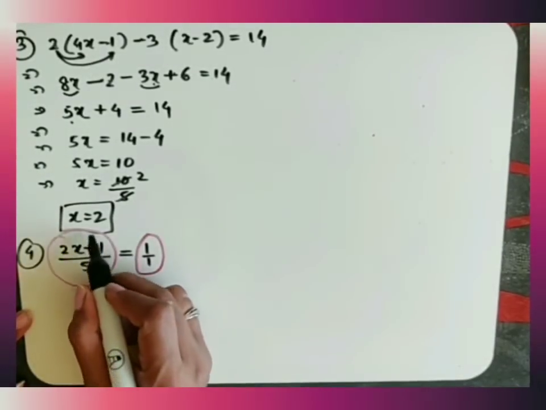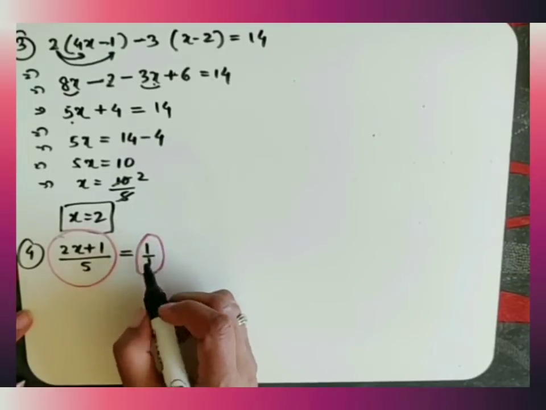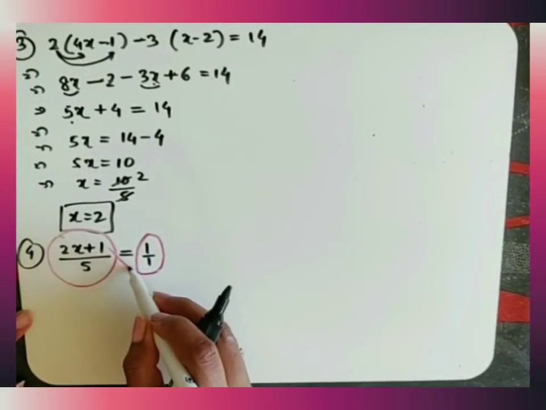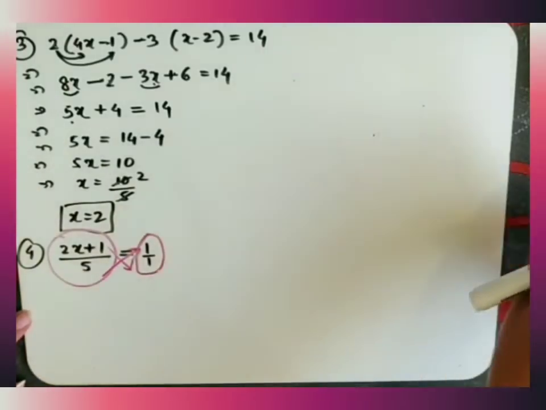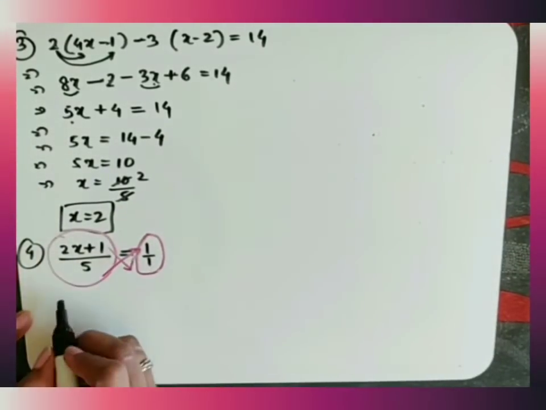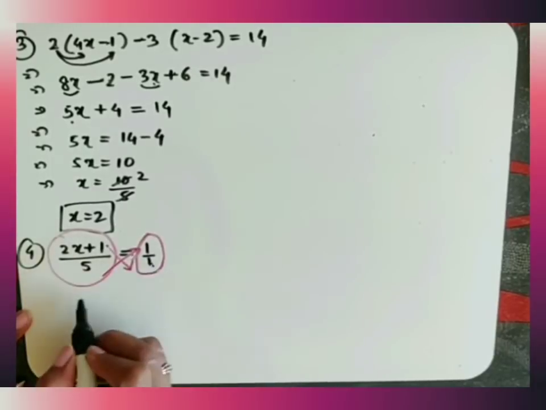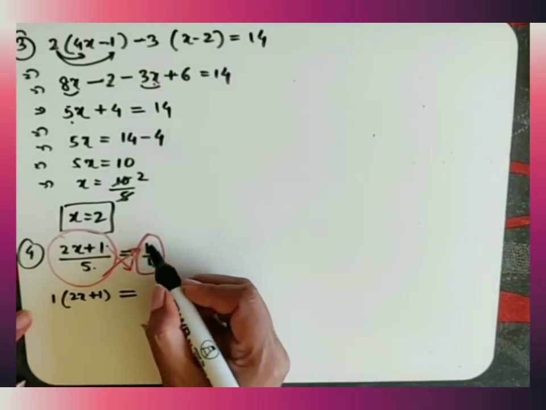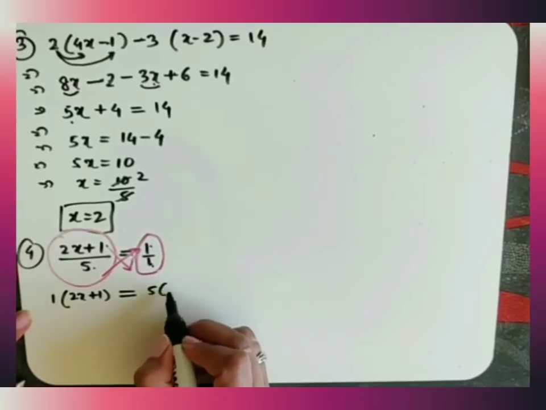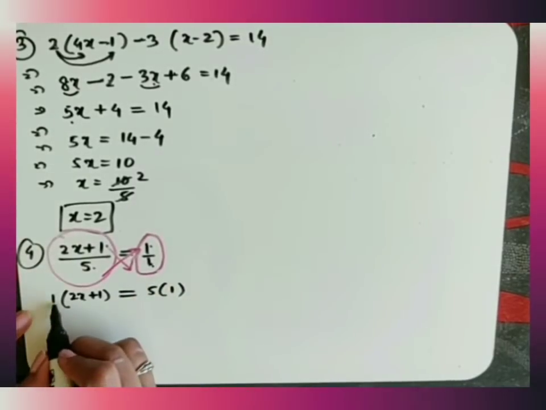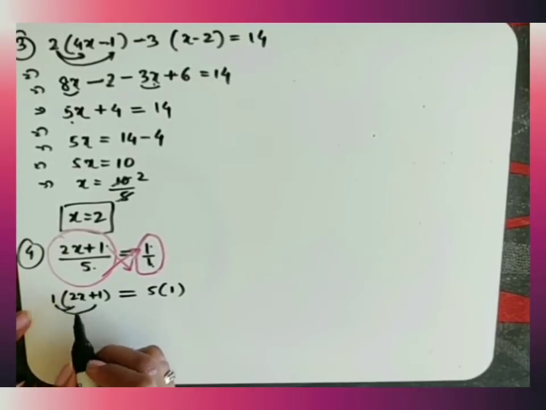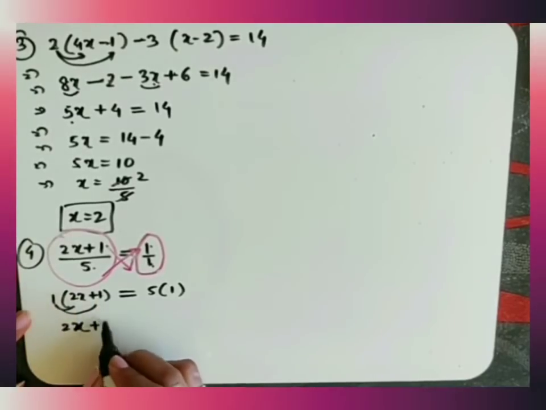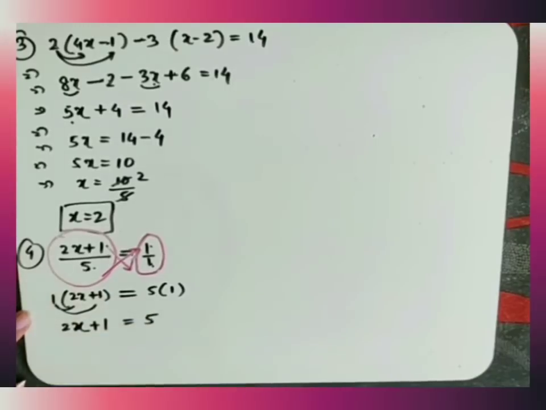If you get one fraction on the left side and only one fraction on the right hand side, the rule says we have to cross multiply. So 2x plus 1 multiply by this one, and this multiply by this. So this one will go here with 2x plus 1 and give an equal sign. Then this 5 will multiply by this one, so 5 multiply by 1. Now multiply and open the bracket. So 1 multiplied by 2x is 2x plus 1 multiplied by 1 is 1, equal to 5 multiplied by 1 is 5.